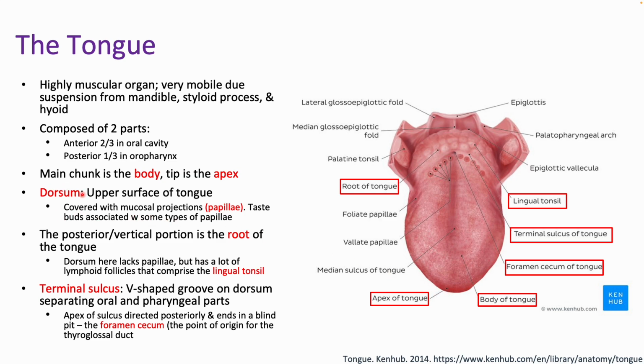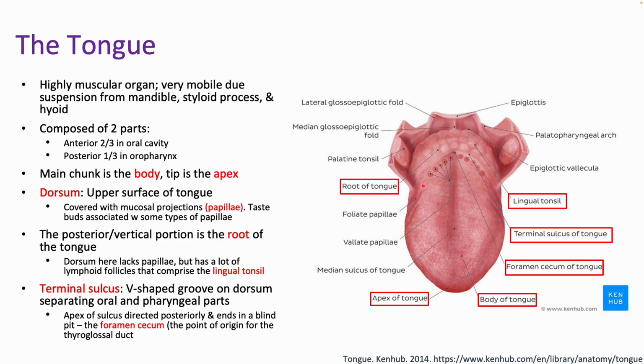We also have the dorsum, a common term that you should know, and that's this upper surface of the tongue. So when the tongue is stuck out, if we look at the top, the part you're going to touch, that's going to be the dorsum, not the bottom of the tongue. And this is covered with all sorts of little mucosal projections. So you can see there's a lot of texture going on here. And these mucosal projections are papillae. And certain papillae are associated with taste buds.